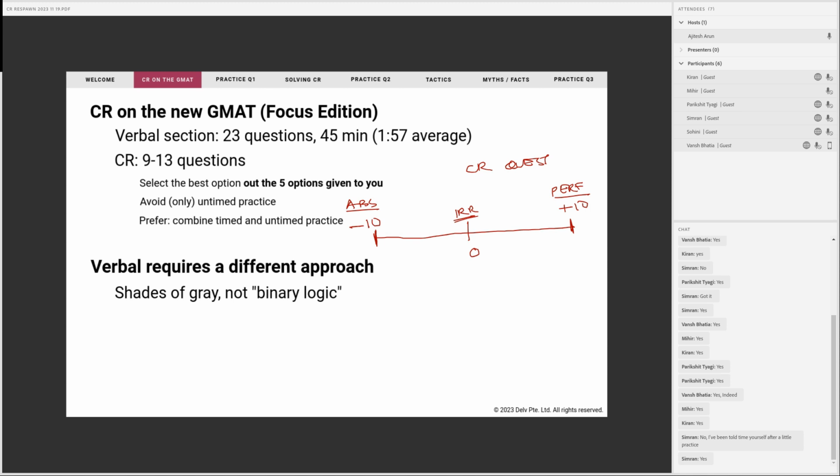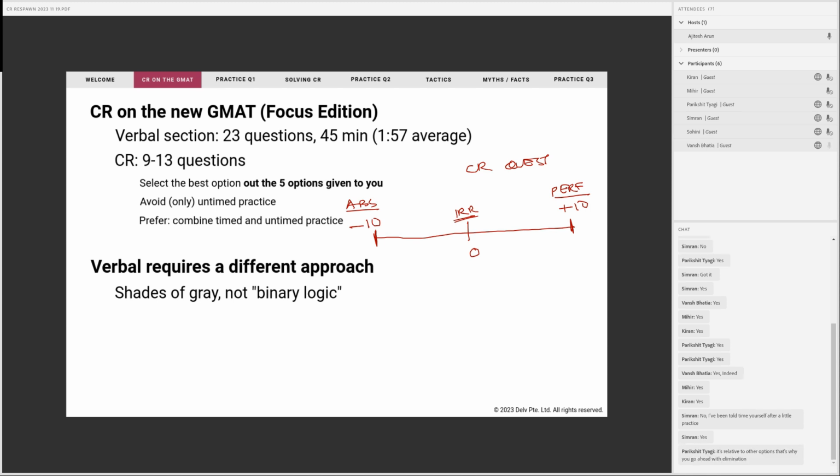Now, I want you to give me your estimates of where the correct option will land on this scale. Where should the correct option be? Give me an idea. Either unmute yourself or put it in the chat window. Okay, Parikshit is saying it's relative to other options. That's why you go ahead with elimination. That's definitely one way to look at it. Okay. I think maybe we're giving it a little bit of thought over here.